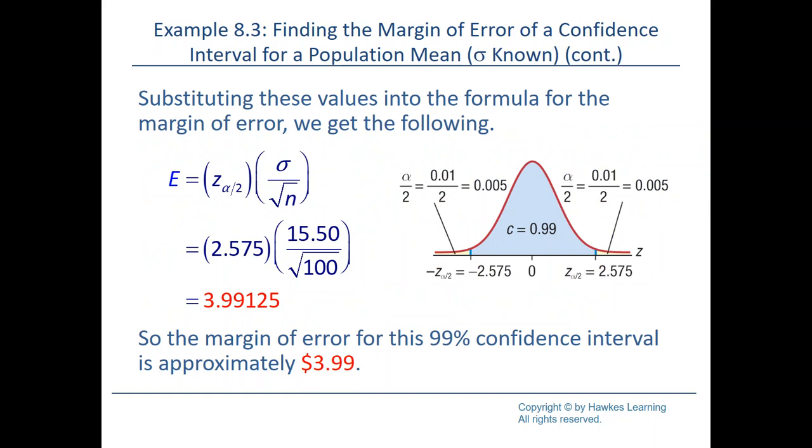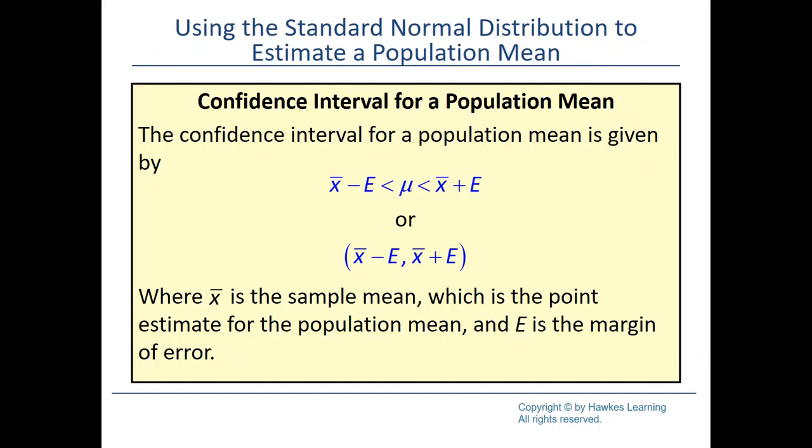So basically we have 2.575 times 15.5 divided by the square root of 100, which is going to give me 3.99125, which, if you round to 2 decimal places like they said, our margin of error is going to be $3.99. So we're going to take whatever that point estimator is and add or subtract $3.99 to get that confidence interval. Now, at this point they haven't told me what that is, and that's our next step. So to construct our confidence interval, we have to figure out what that E is, and then we take our point estimator and we add and subtract our E. Okay?